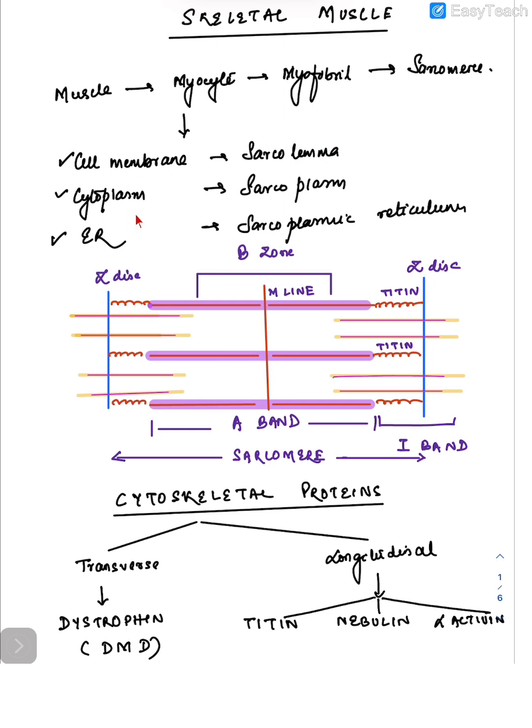The cytoplasm of the myocyte is known as sarcoplasm, and the endoplasmic reticulum of a myocyte is the sarcoplasmic reticulum. Hope this clears the nomenclature.